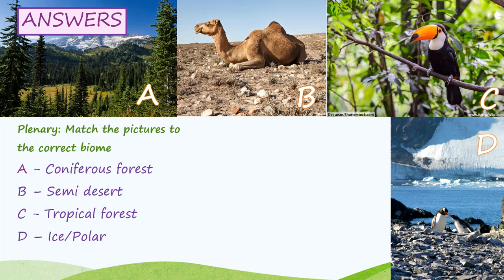C, of course, is a tropical forest with our toucans sitting on a branch. And biome D is an ice or polar climate where there's very few plants. And the birds that live there, such as penguins and other animals like polar bears or seals, rely on fish for their food.